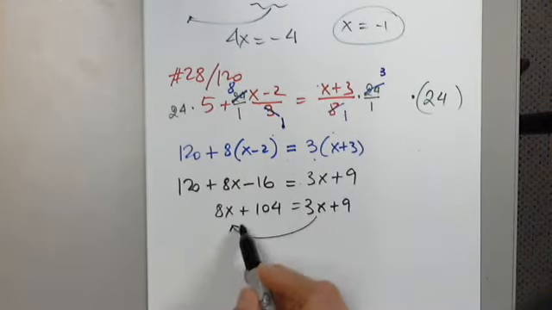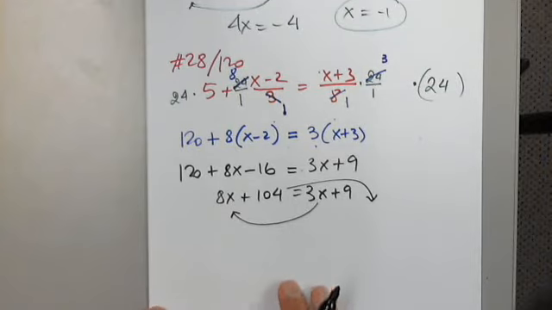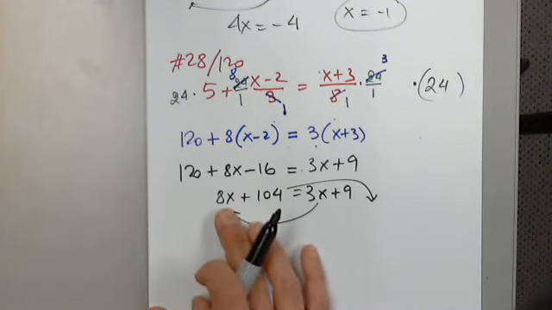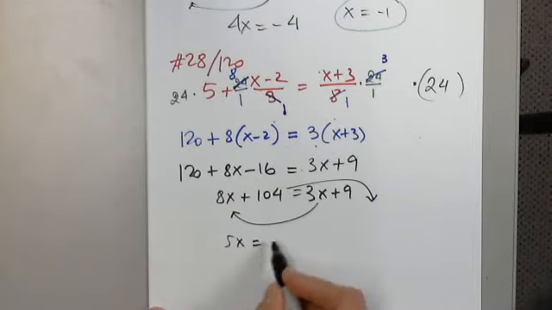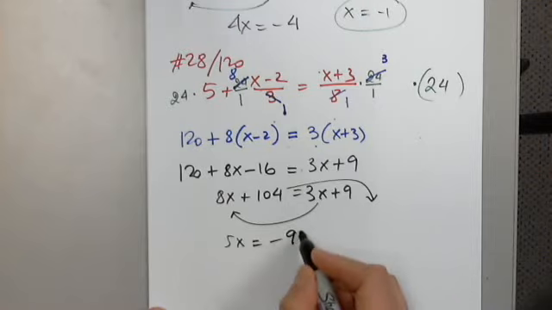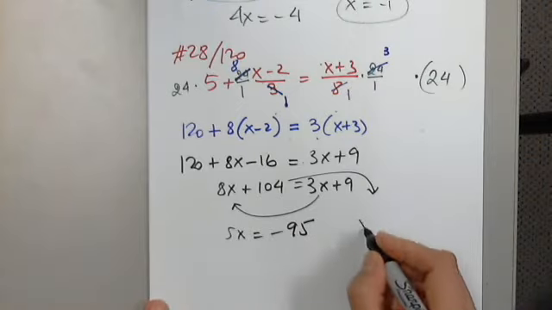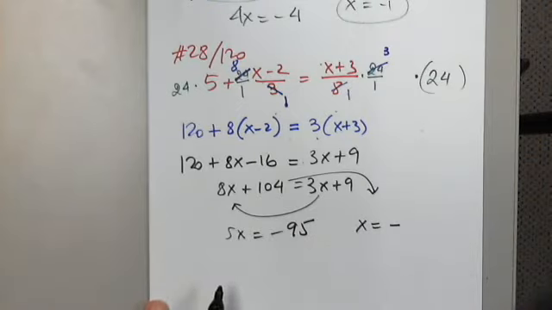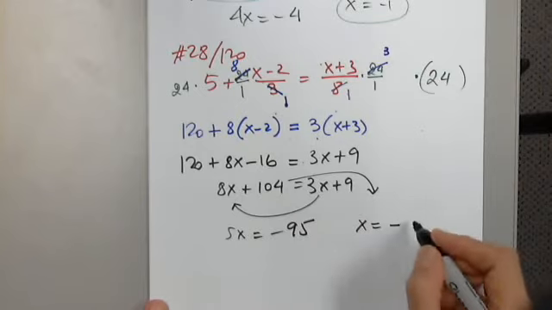I will be moving 3x and I will be moving 104. All I have to do is change their sign. 8x minus 3x is good. And then 9 minus 104. Okay. Finally, x equals negative. Good.